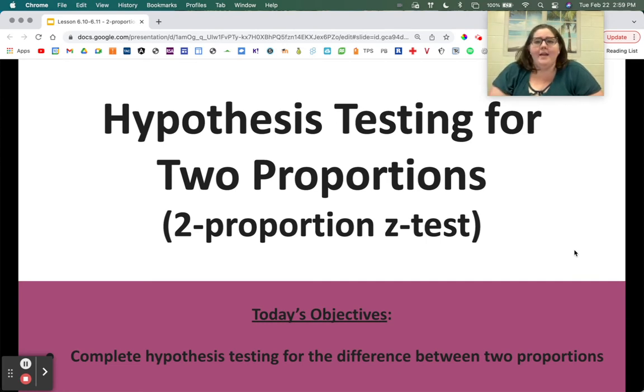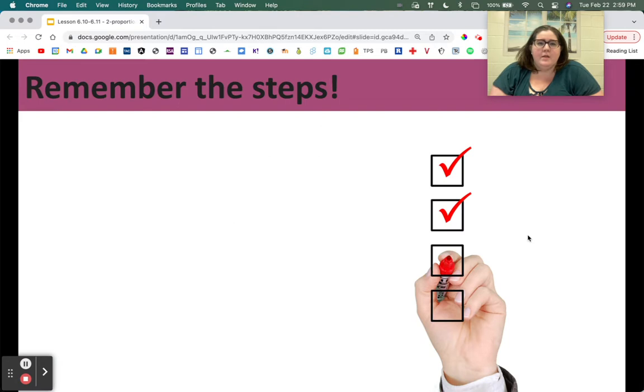Well, hello again. We're going to do hypothesis testing for two proportions, a two proportion z-test. Basically, we're looking at, is there evidence of a difference between these two proportions or two groups of individuals? So remember, our steps for a hypothesis test is we define the parameter.